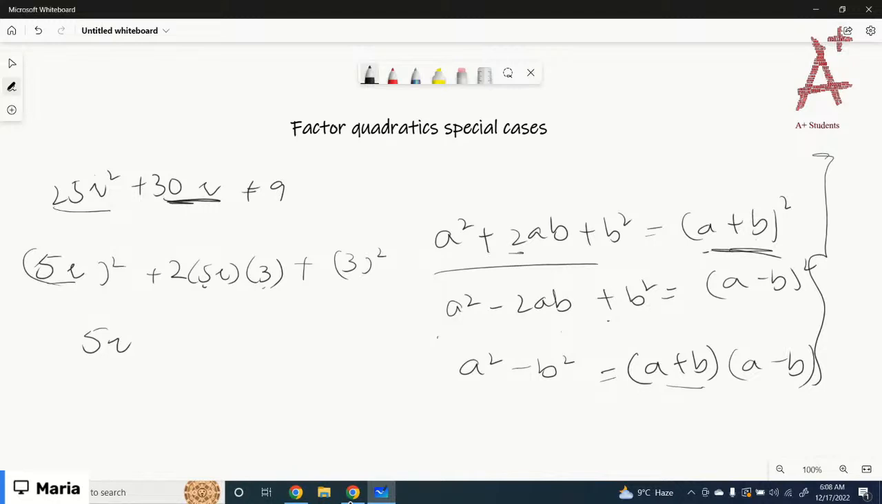So it would be a plus b whole square. It is 5r plus 3 whole square. Got it? 25r square is the square of 5r, 9 is the square of 3. Then it would be 2ab. a is 5r, b is 3. When you multiply them, it makes 30r. So that equals 5r plus 3 whole square. Got it?